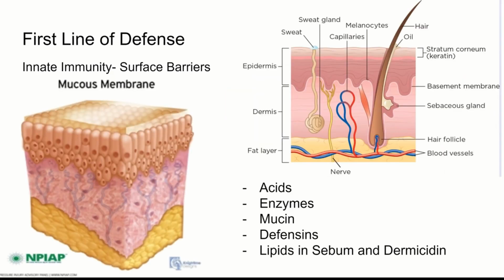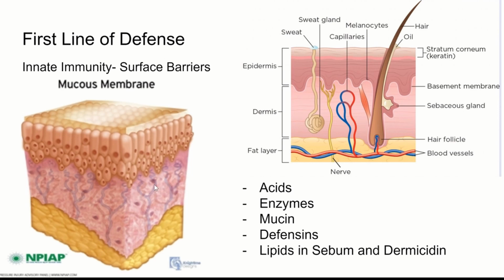So, how do we combat pathogens? Our first line of defense is our surface barriers. And the most important surface barrier we have is our skin. Our skin is the primary physical surface defense. It is what prevents bacteria from getting into our body.